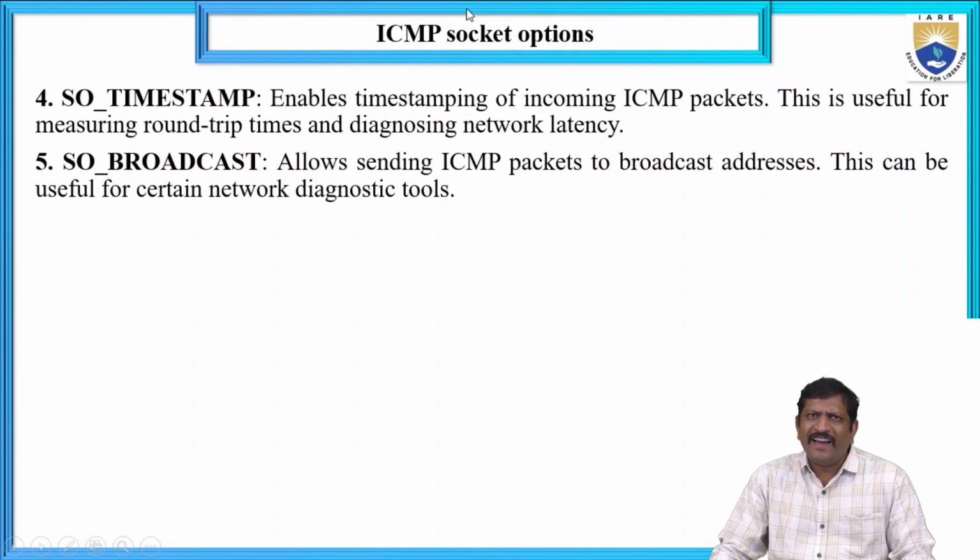Next is socket timestamp. The socket timestamp option enables timestamping of incoming ICMP packets. It is useful for measuring round-trip times and diagnosing network latencies. Then there is socket broadcast, which allows sending ICMP packets to broadcast addresses. This can be useful for certain network diagnostic tools.